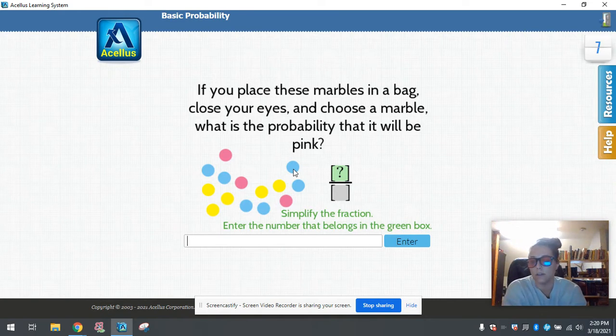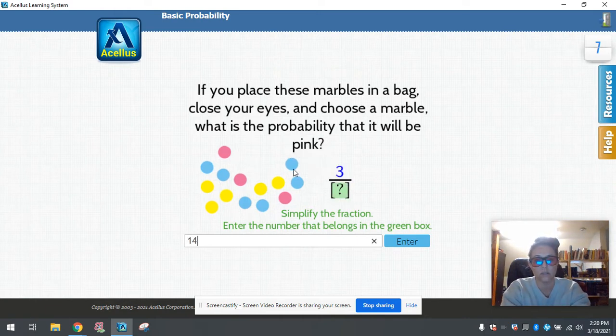It says to simplify the fraction. 3 is a prime number. 14 is not divisible by 3. So our answer is 3/14.